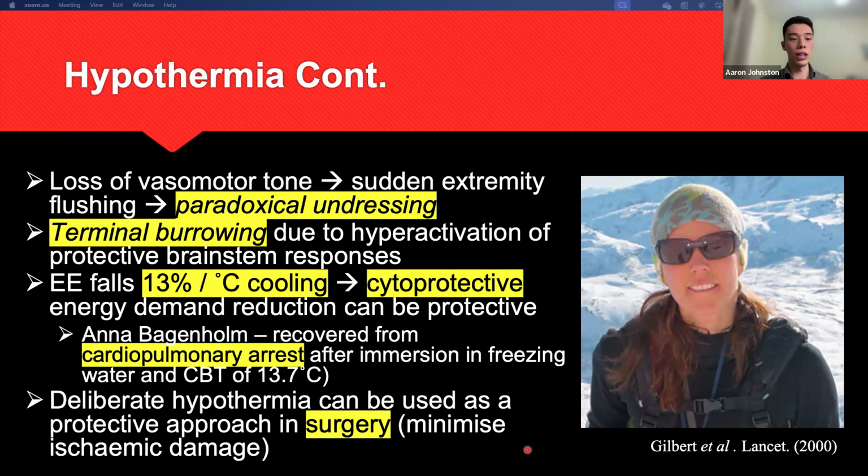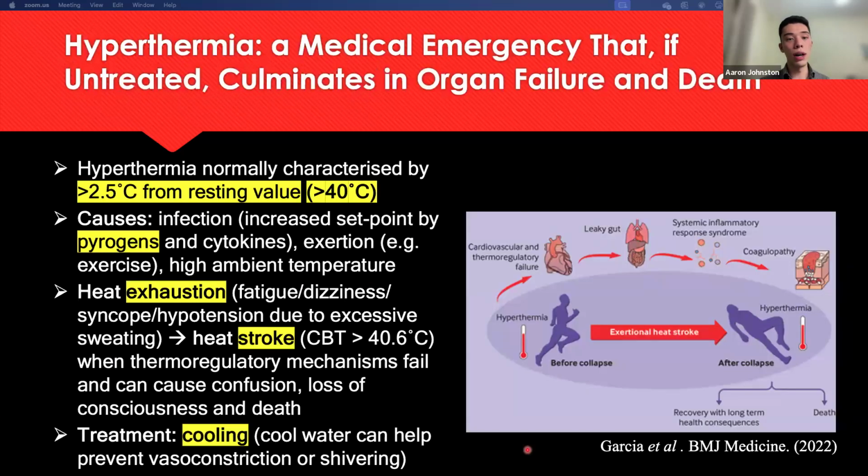But this shows you that actually lots of her organs and her brain, for example, was being protected by that drop in energy expenditure. And as I said, this can be useful in the context of surgery. So hypothermia then is a medical emergency that can lead to organ failure and death if not rectified.